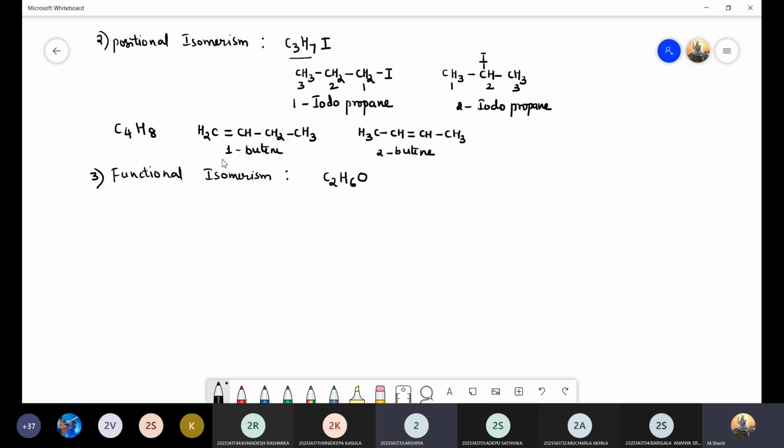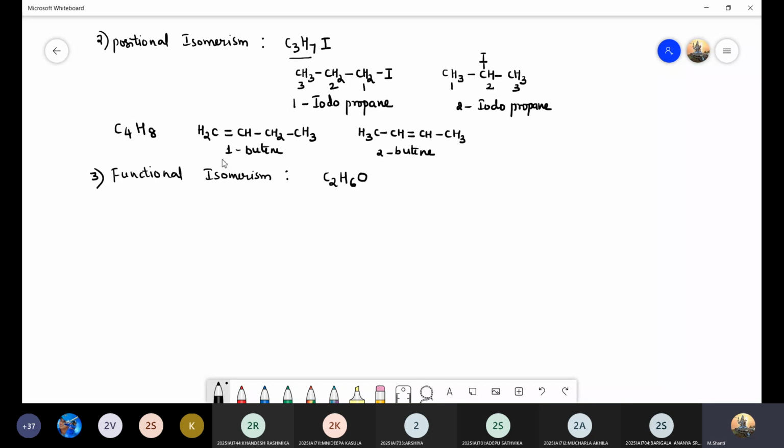Acids means 2 oxygens, no ma'am. Only one oxygen is there here. So ketone group, yes, ketone. Then aldehydes, yeah, aldehyde, ketones. Then ethers. Okay, so these are the possible functional groups containing oxygen.